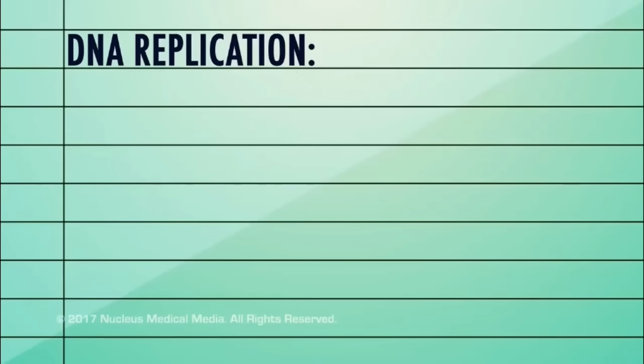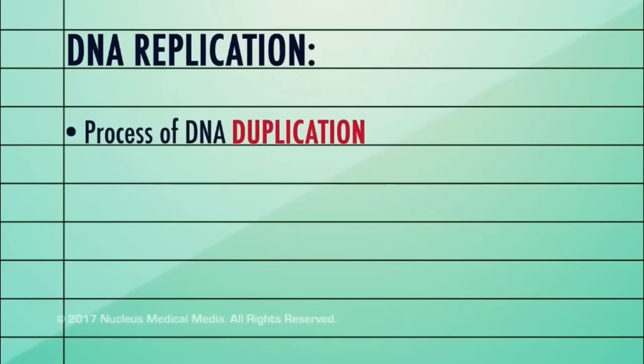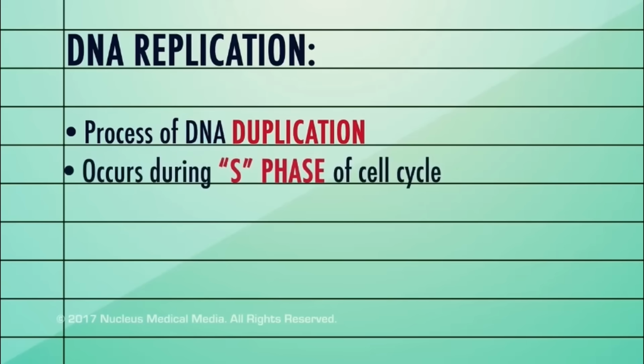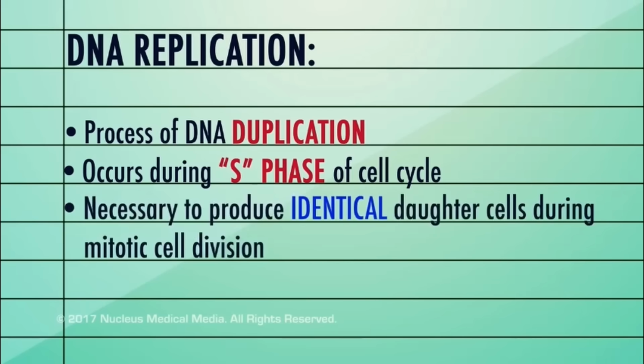In summary, DNA replication is a process in which DNA duplicates itself, making an identical copy. Replication occurs during the S phase of the cell cycle when a somatic cell is preparing to divide. DNA replication is necessary so that the two daughter cells produced after mitosis both have DNA that is identical to each other and identical to the DNA in the original cell.